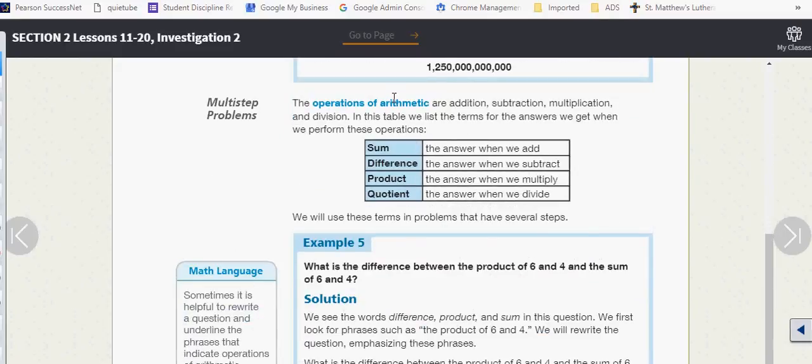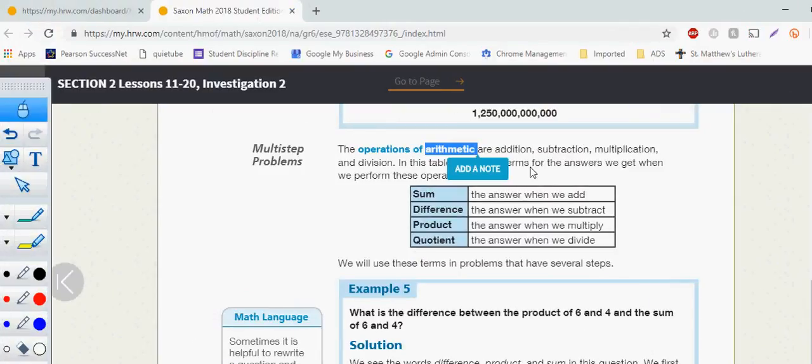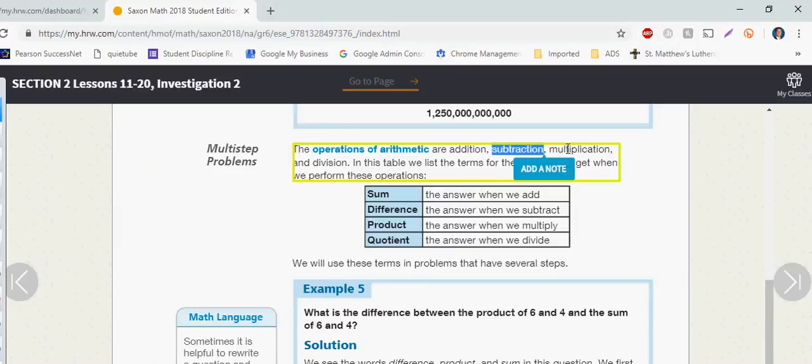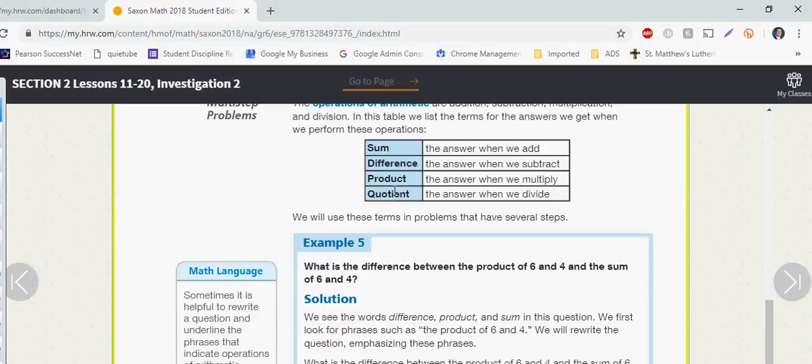Operations of arithmetic. Arithmetic, just think of that as meaning math. Operations are addition, subtraction, multiplication, and finally the division operation. And the answers we get for each of those are listed here on the chart. That's review: sum, difference, product, quotient, respectively.